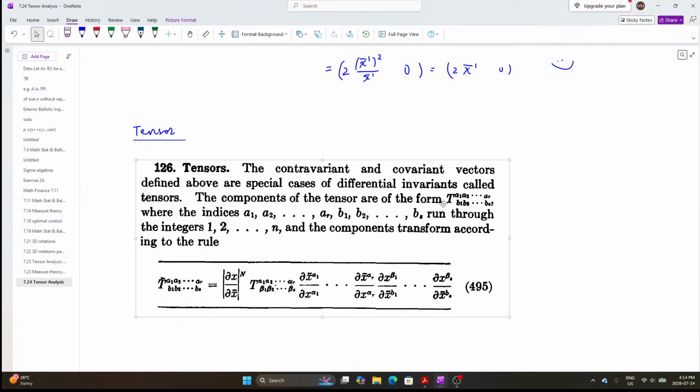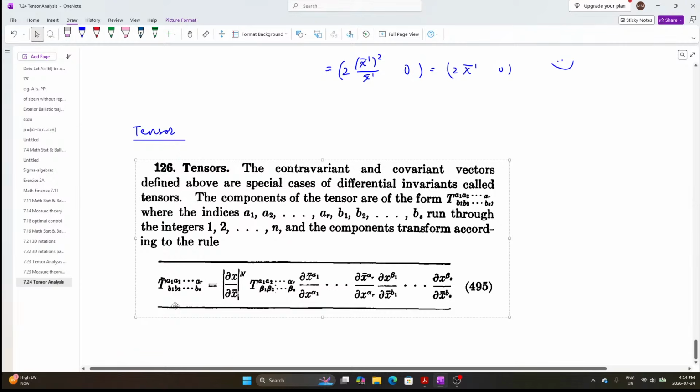Let's think about what this means. The components of the tensor are of the form T with upper indices A1, A2 all the way to AR, and lower indices B1, B2 all the way to BS, with indices running through integers 1 to n. One thing to pay attention to is that the number of upper and lower indices don't have to be the same. There are R upper indices and S lower indices. The components transform according to this rule.